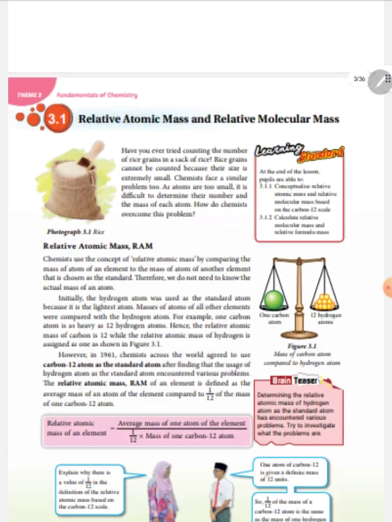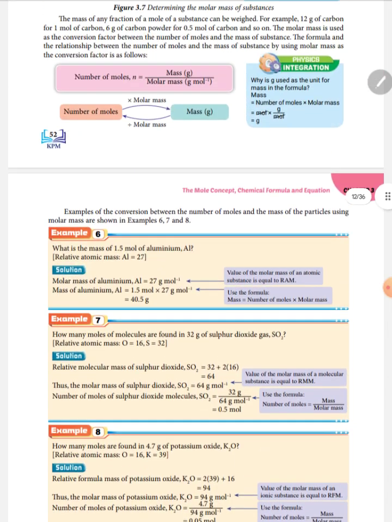Sekejap. Kita akan lihat semula. Ini semua dalam buku teks. Semua boleh refer buku teks. Pada muka surat.